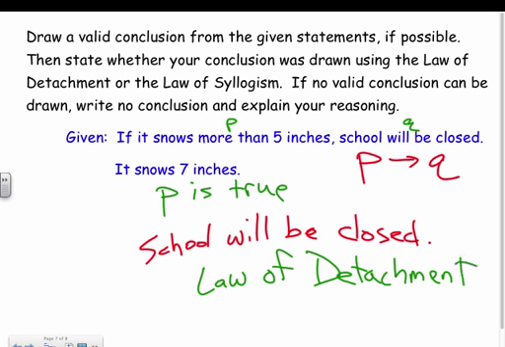So if you can draw a conclusion, tell me what you conclude. Tell me what law it is. If you can't, then say no valid conclusion and tell me why.